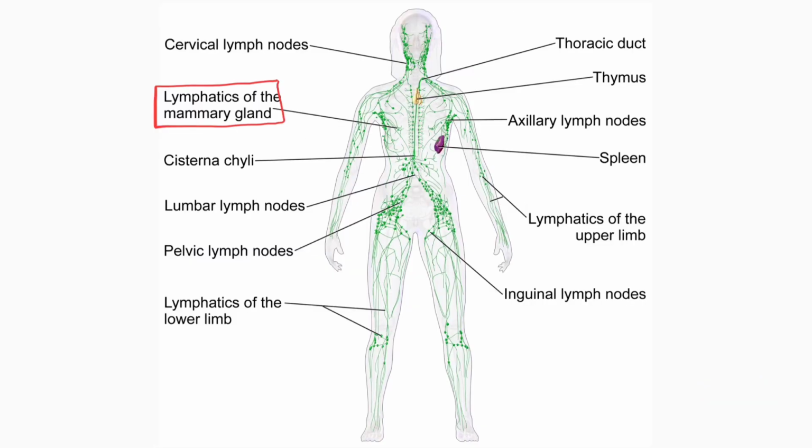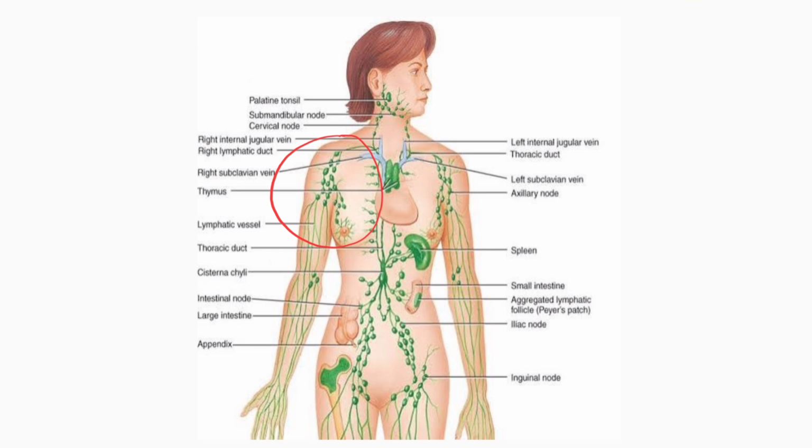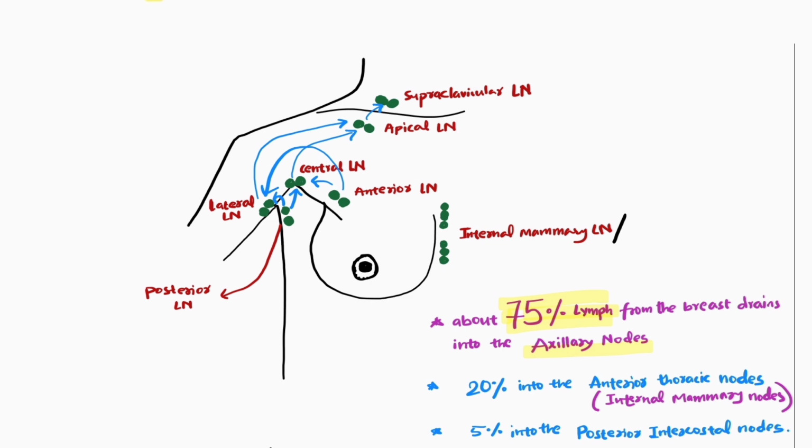See in this picture, we can see the complete lymphatic system of the human body. You can see the lymphatics of the mammary gland, which is encircled with the red color. We'll see how the lymph is drained. About 75% of lymph from the breast drains into axillary nodes, 20% into anterior thoracic nodes, nothing but internal mammary nodes, and the 5% into the posterior intercostal nodes. Here the lymph from the anterior and posterior groups passes into the central and lateral groups and through them to the apical group. Finally, it reaches the supraclavicular nodes.